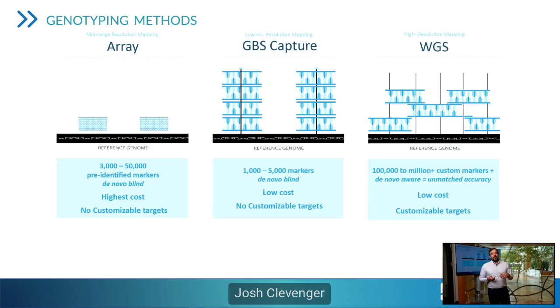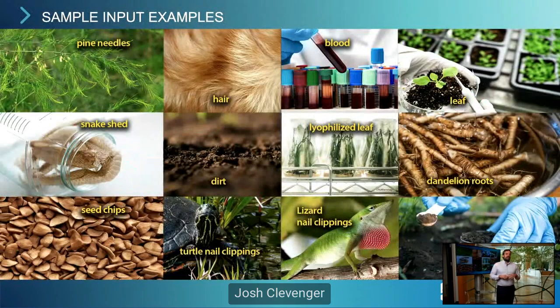So if we think about the sample inputs, so what are the sort of things that we might use and have used? It's been really fun over the last couple of years. We've actually been able to get DNA and get really great high quality libraries from FlexPrep using snake skin sheds that have just had some lysis buffer and then a bead cleanup, pine needles, hair, of course, and blood. Leaf tissue is the major thing that we get, but also microbiome samples from soil. We like to use seed chips, because with seed chips, you have the ability to actually make a selection before you grow the plant, which is really powerful. But also some fun things like the nail clippings of turtles and lizards as well.